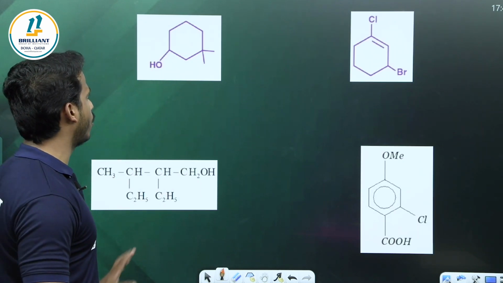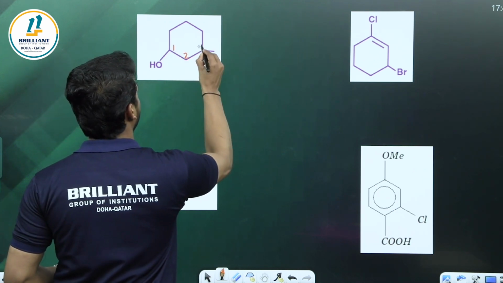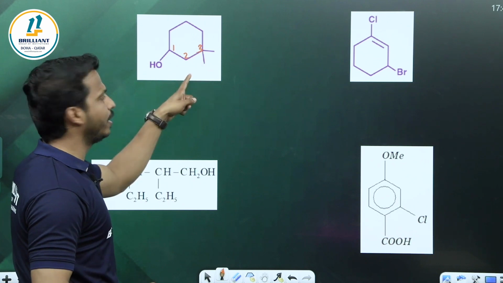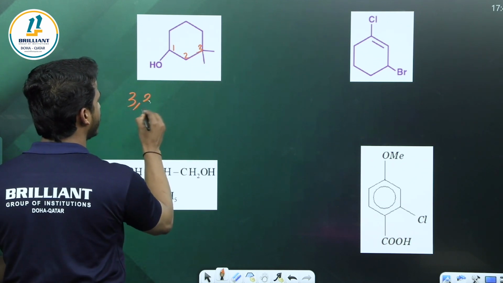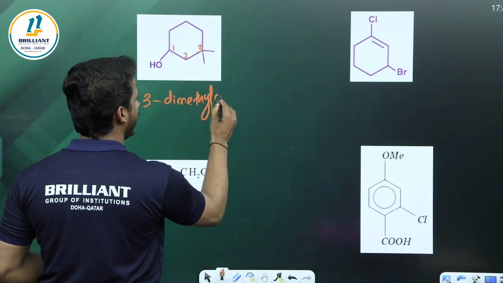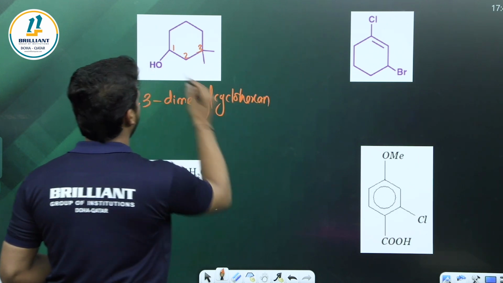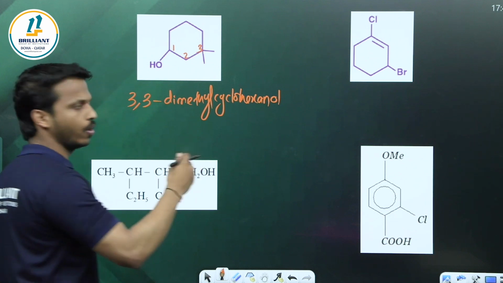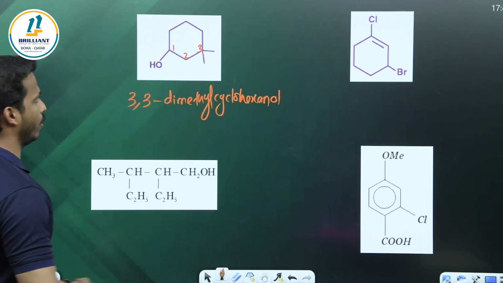You know in this compound the main functional group is OH. So we can place it at number 1, 2, 3. At the third position 2 methyl groups are there, right? What is this? CH3 group. So the name of the compound is 3,3-dimethyl cyclohexane, right? Or we can write cyclohexanol or cyclohexan-1-ol. 3,3-dimethyl cyclohexanol. Don't write benzene, okay?